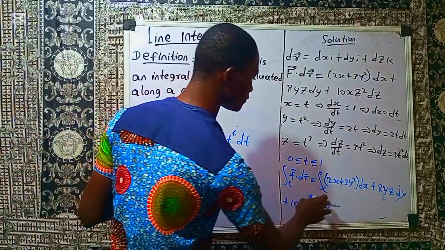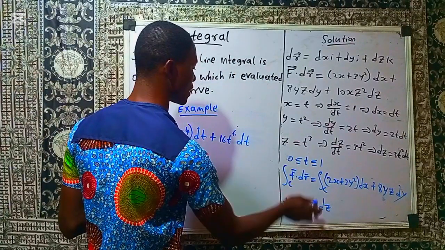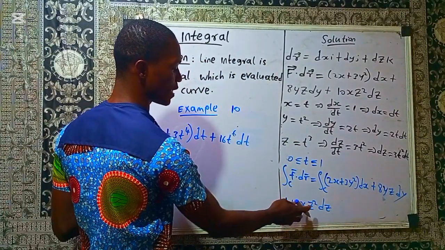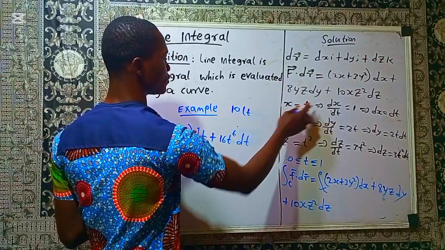Then for the other one, for the last part, we have 10xz squared. But what is x? x is t from what is given to us.